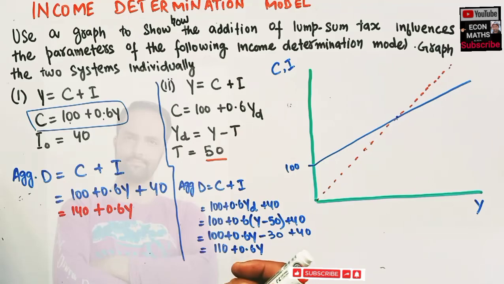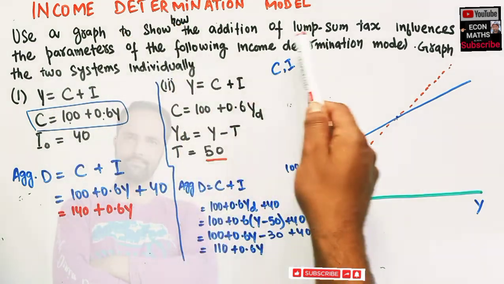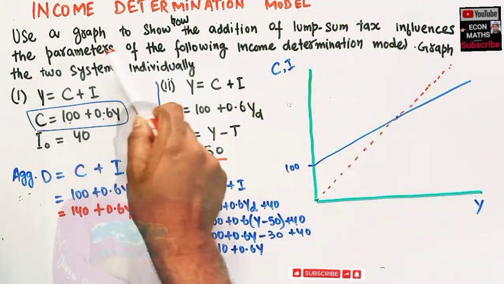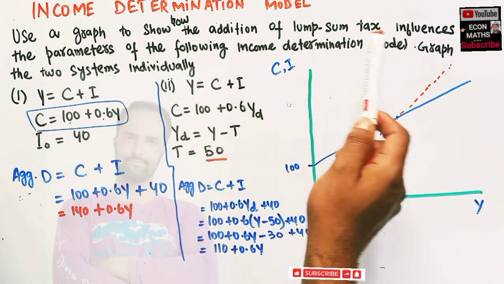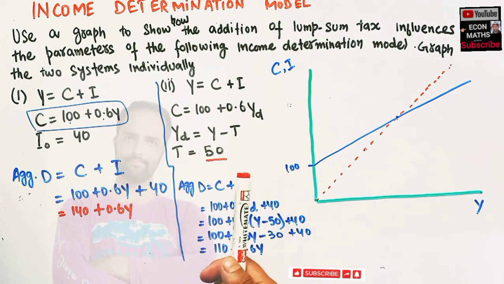In this video, we will solve a problem on the income determination model with lump sum tax. The question is: use a graph to show how the addition of lump sum tax influences the parameters of the following income determination model. Graph the two results individually.